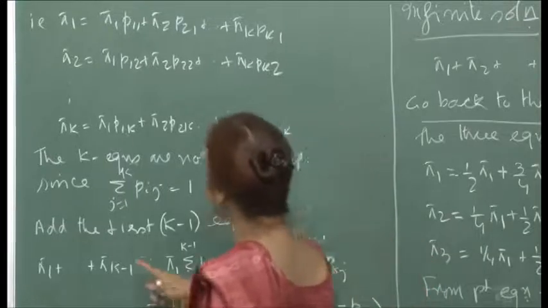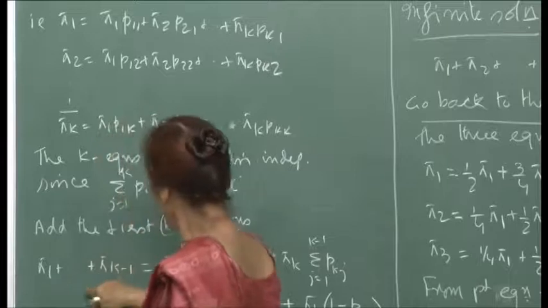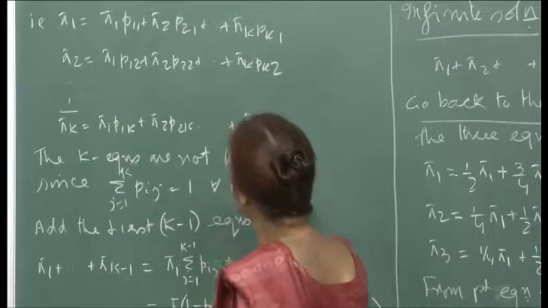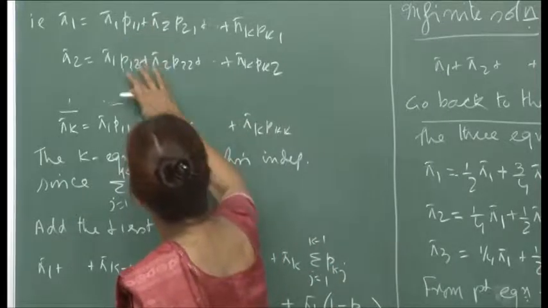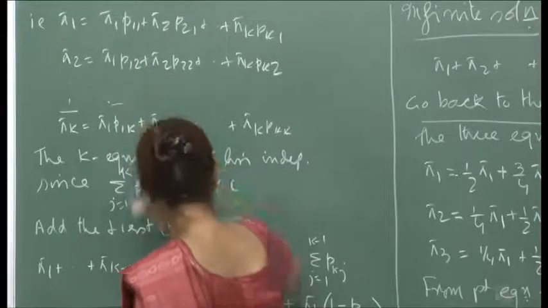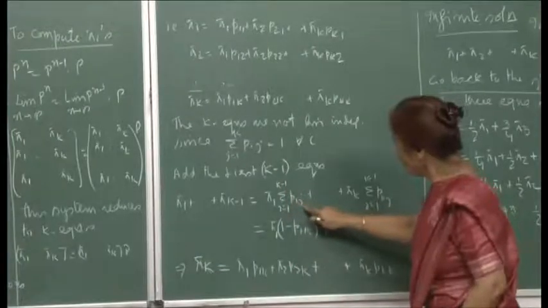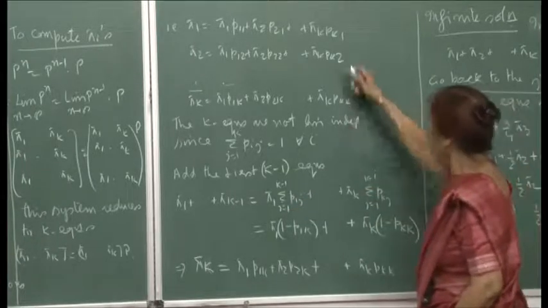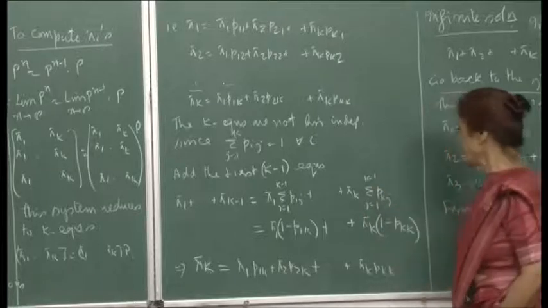So, let us add the first k minus 1 equations here. It will be pi 1 plus pi 2 plus up to pi k minus 1, and this is equal to, when you are adding the first k minus 1 equations, you will be adding p 1 1 plus p 1 2 up to p 1 k minus 1, right. So, it will be pi 1 into summation p 1 j, j varying from 1 to k minus 1, and similarly pi k into summation j varying from 1 to k minus 1 of p k j.